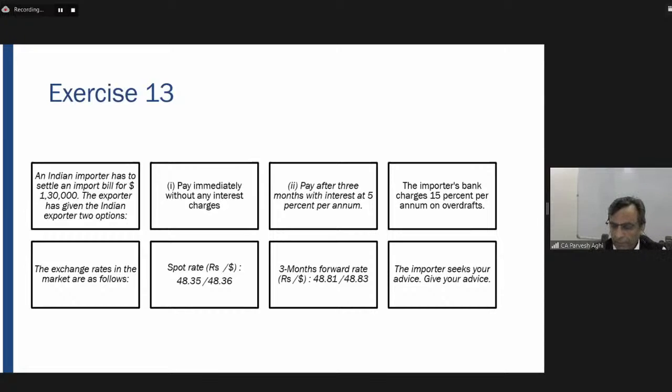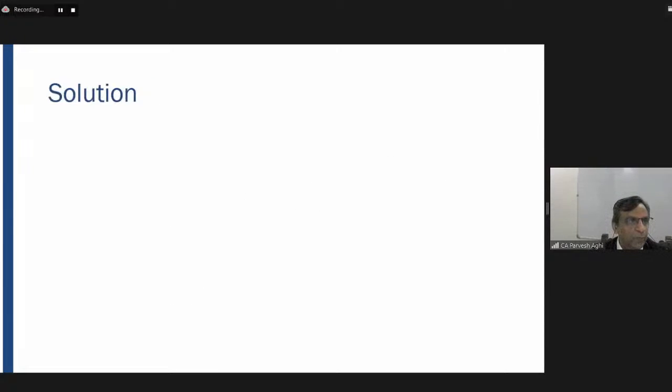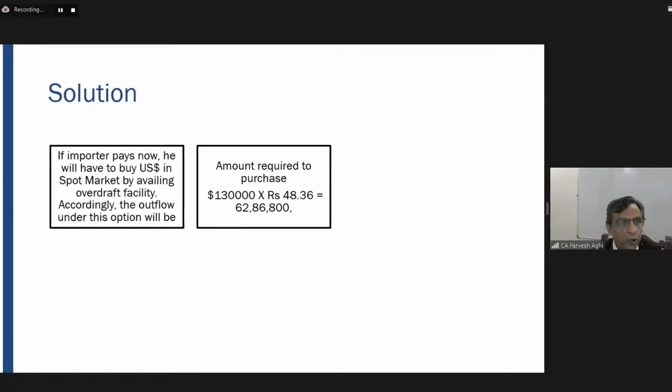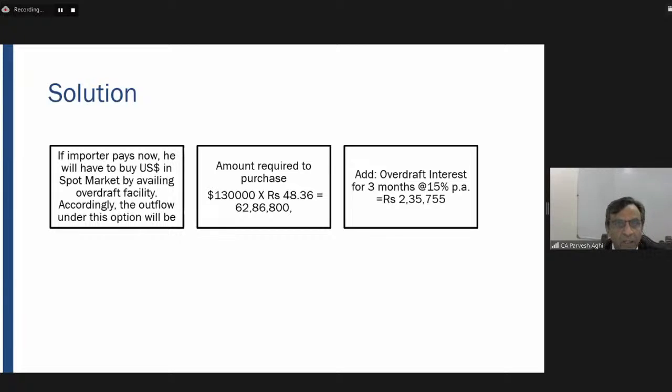So let's understand, what should he do? If the importer pays now, he will have to buy US dollars in the spot market by availing an overdraft facility. Accordingly, the outflow under this option will be the amount required to purchase $1,30,000 multiplied by the ask rate, which is 48.36. So that means the amount will be 62,86,800 rupees.